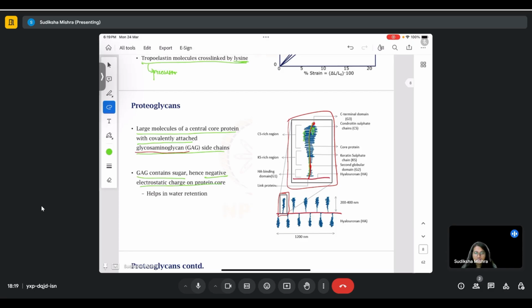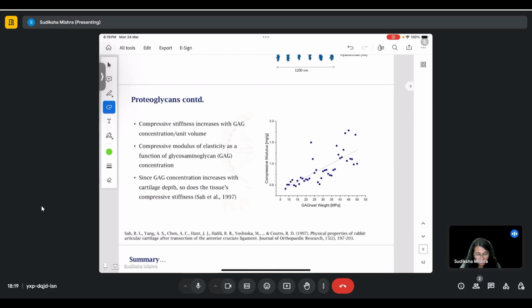Glucosaminoglycans are essentially sugar molecules. Because of this, they help in water retention, and therefore they help in maintaining the turgidity of a tissue. If you look at the compressive modulus of glucosaminoglycans, with the amount of glucosaminoglycans, the compressive modulus increases. It might not be linear. This is a linear fit, but it's not a linear relationship.